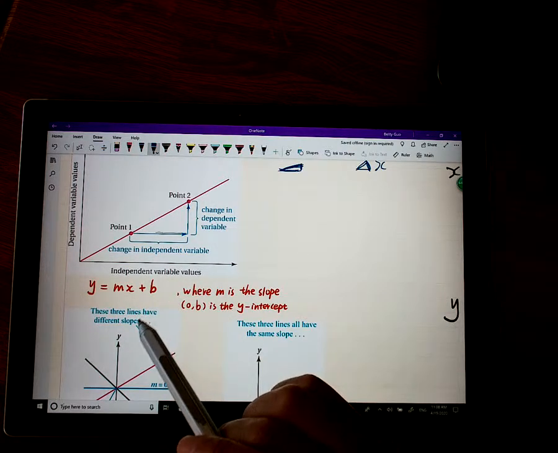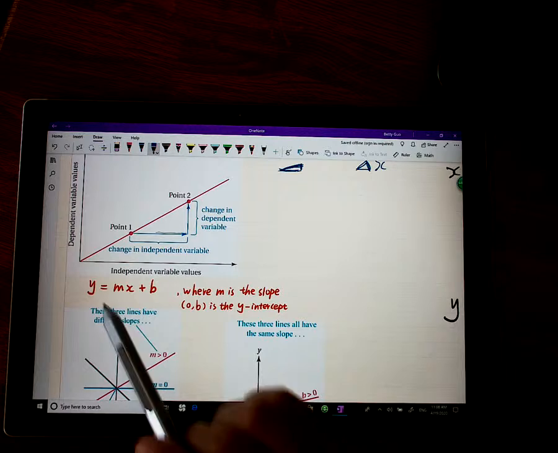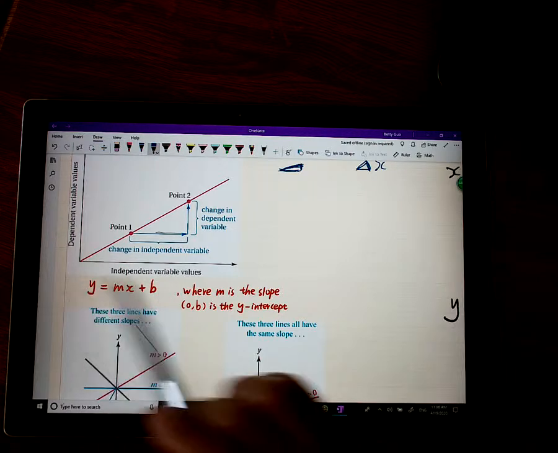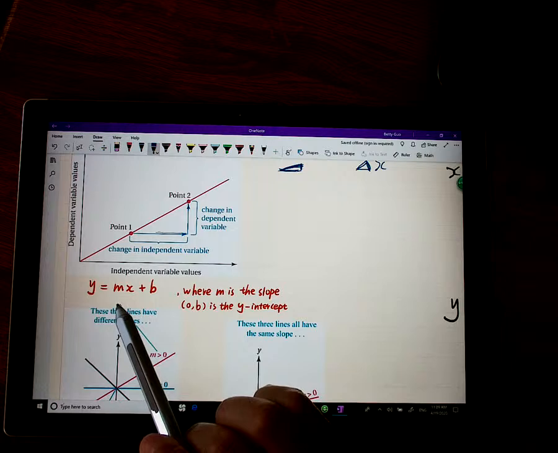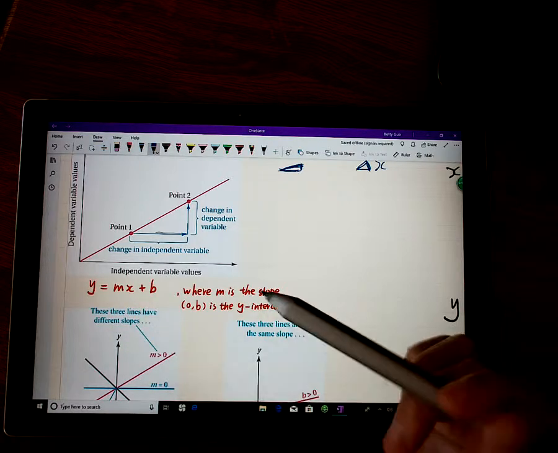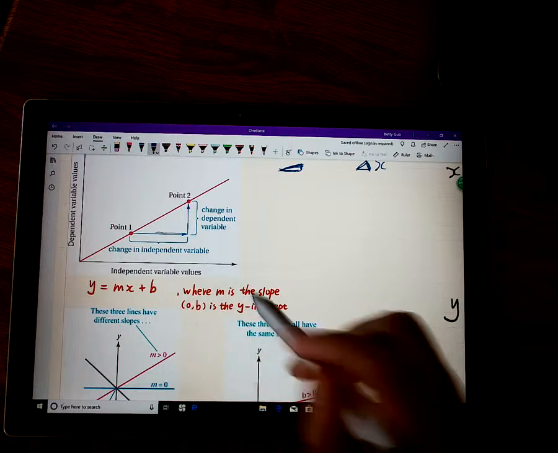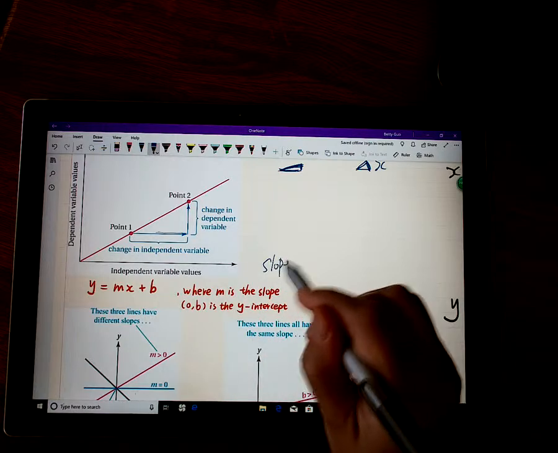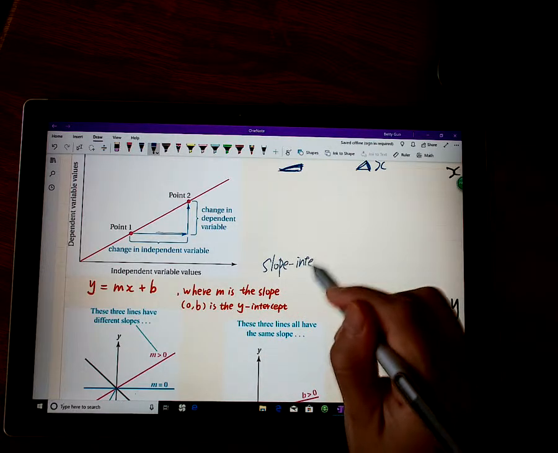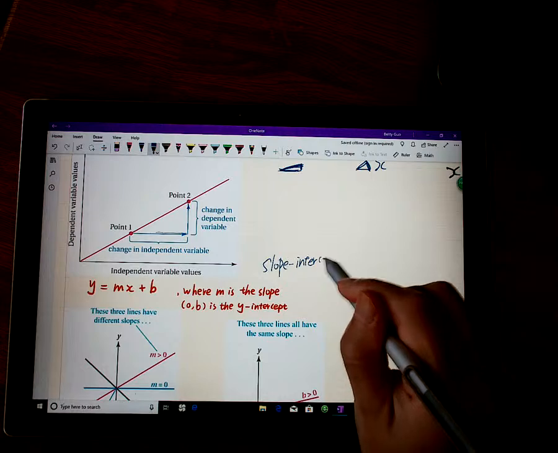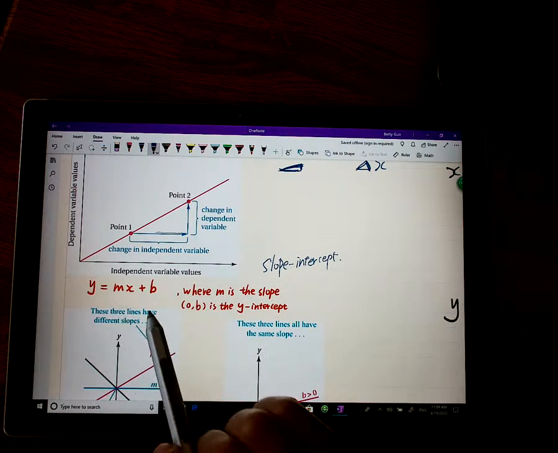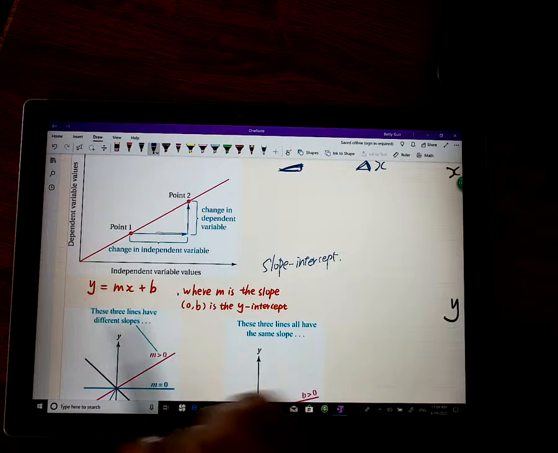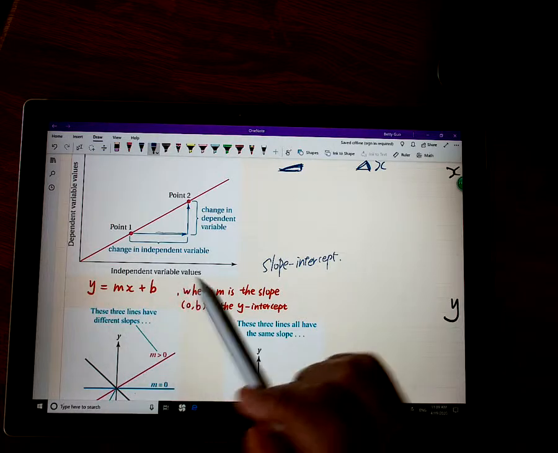If you have taken an Algebra 1 class, you would know this equation is the equation of a straight line in slope-intercept form. The reason we named it slope-intercept form is that we are able to identify the slope and the intercept directly from the equation of the straight line.